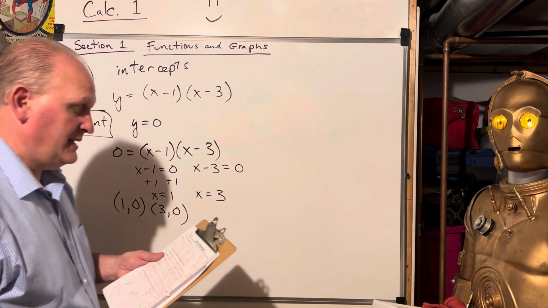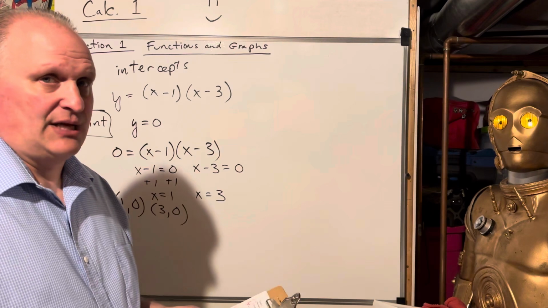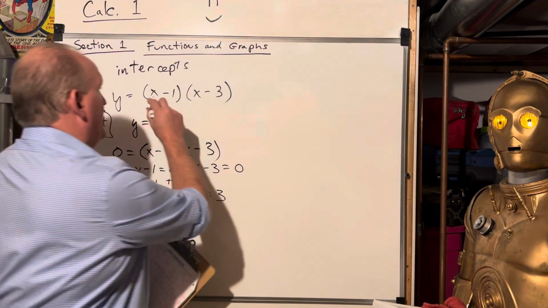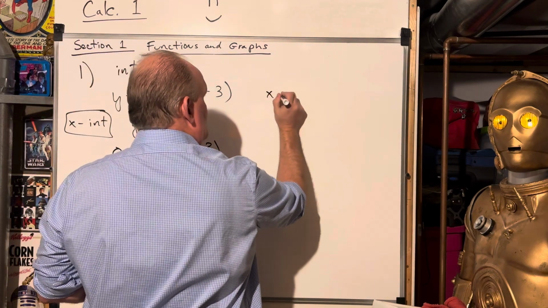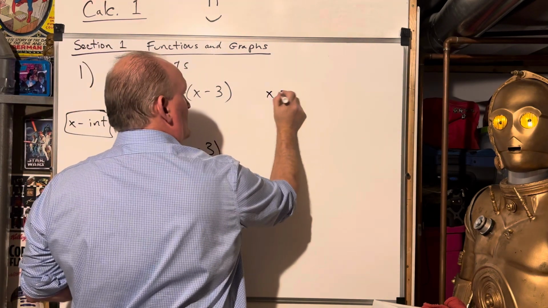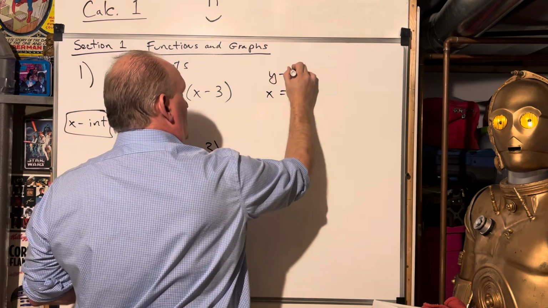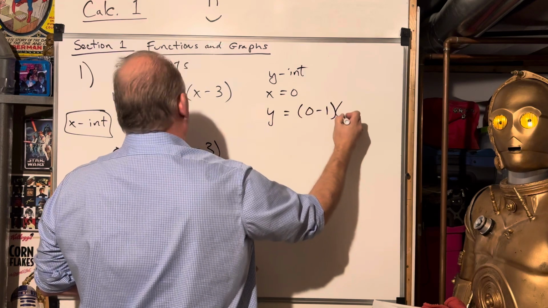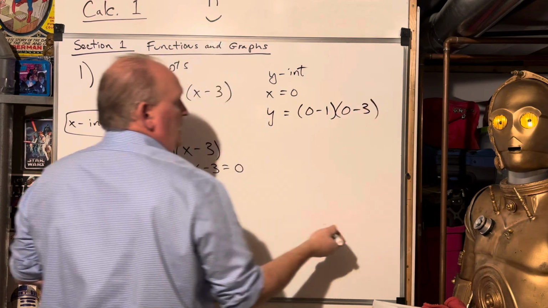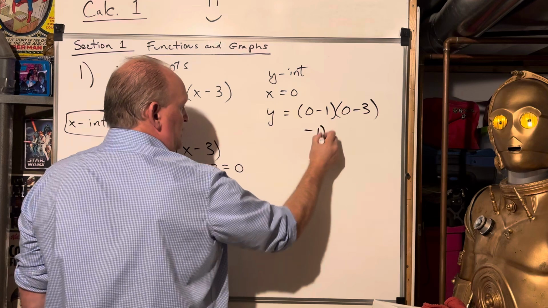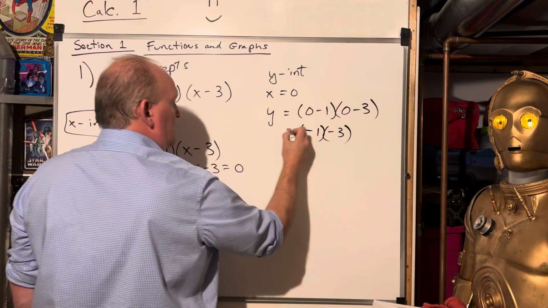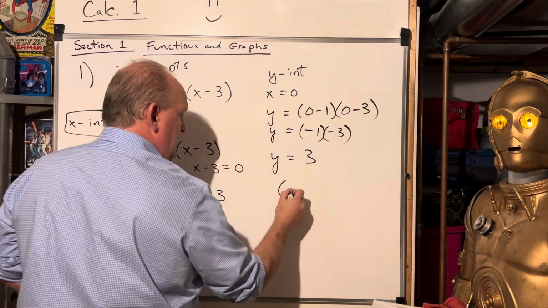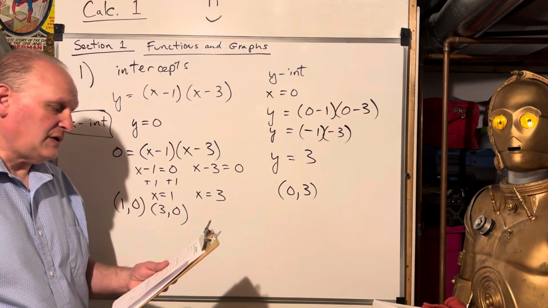We're not done though, because they didn't specify just find the x-intercepts. They said find the intercepts. So now what we're going to do is set x equal to 0. And that will determine our y-intercept. So everywhere where I see an x, I'm going to insert a 0. And then now remember, 0 minus 1, that's just negative 1. 0 minus 3 is negative 3. Negative times a negative is a positive. And so we're looking at (0, 3) for that.